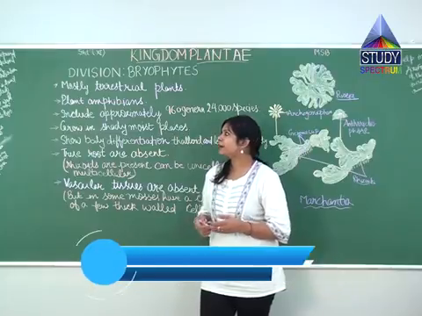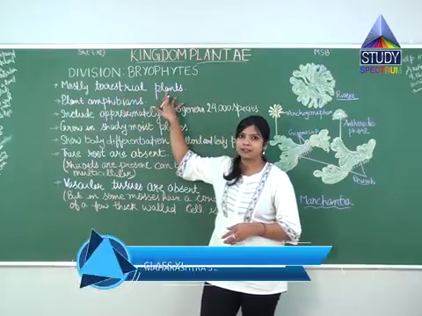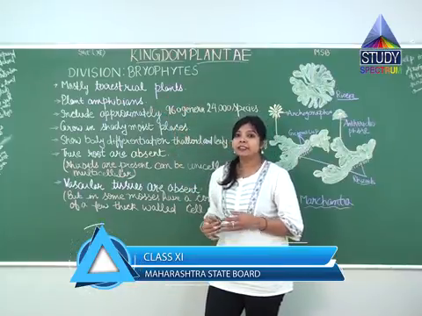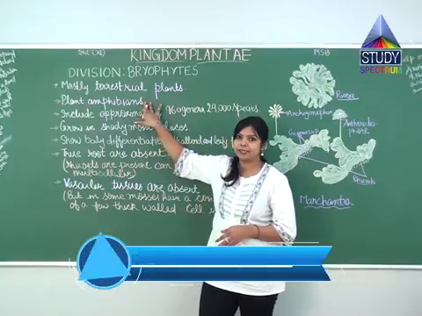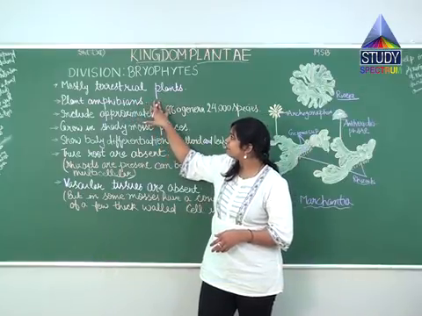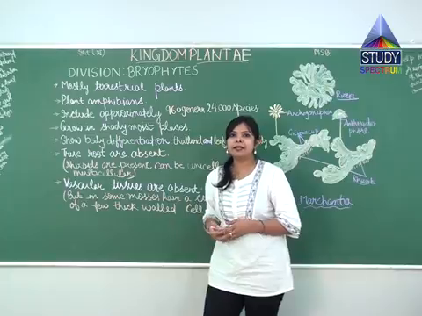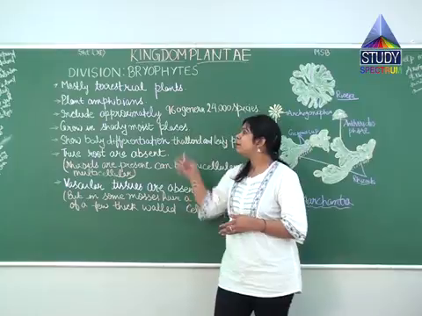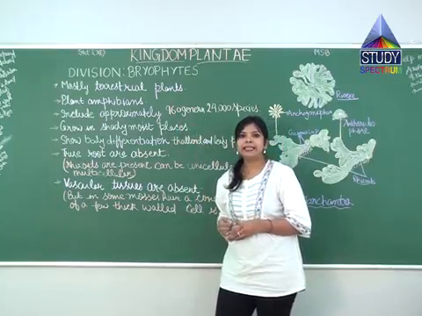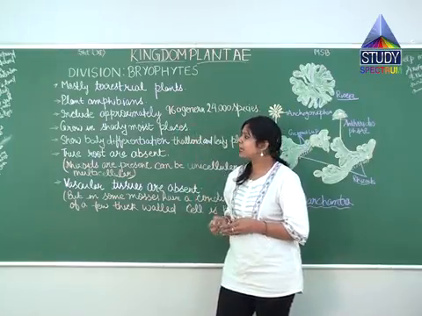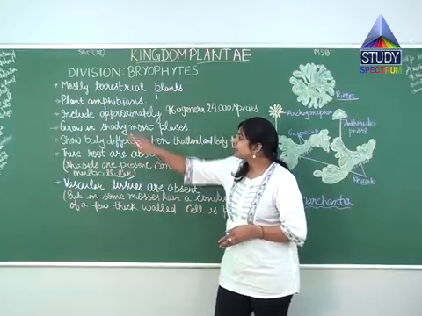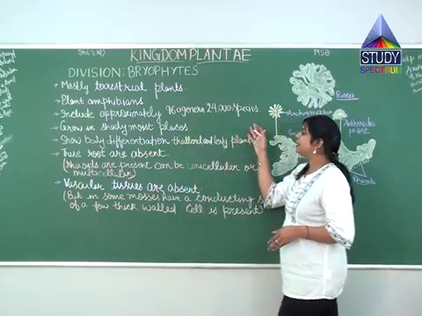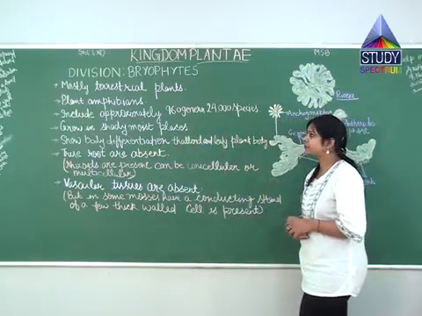So students, they are mostly terrestrial plants, means mostly they are found on land. They are also called the plant amphibians. So why are they called the plant amphibians? Because they depend on water for external fertilization. That's why they are called the plant amphibians, means they need water as well as land. Now it includes approximately 960 genera and 24,000 species.